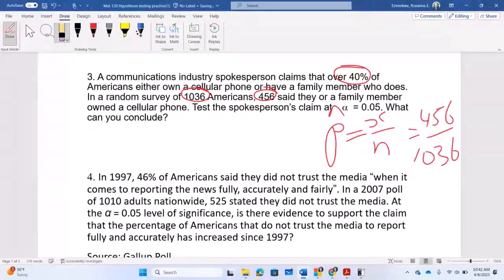Let me write alpha the way it should be written. One tail right or one tail left. A communications industry spokesman claims that over 40% of Americans either own a cellular phone or have a family member who does have a cellular phone. Wow, that is an old question. People have more right now. Okay.